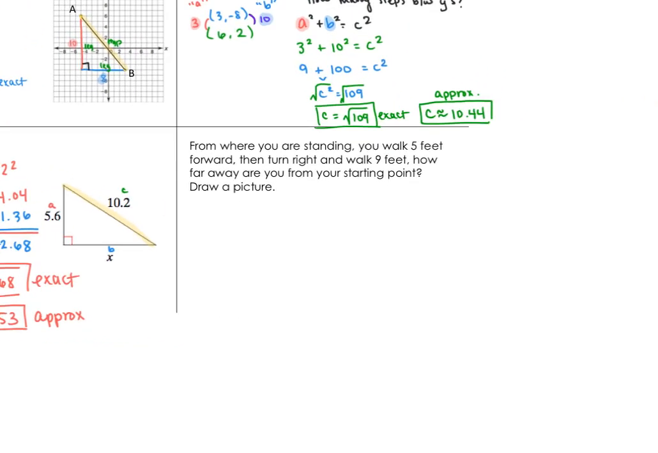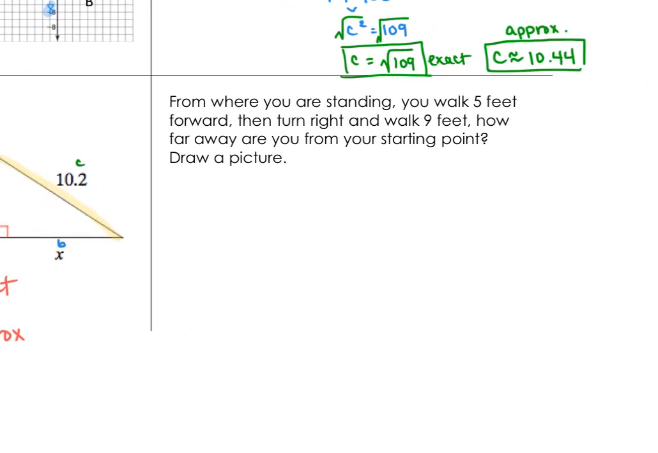All right, so last example, this is kind of like a word problem, but we're going to draw a picture. So it says, from where you are standing, you walk 5 feet forward. So if I'm standing right here, I walk 5 feet forward. Then I turn right and walk 9 feet. So if I turn right and walk 9 feet, I want to know how far away am I from my starting point? Well, if this is where I started, this is what I'm looking for. So I'm looking for that distance right here.